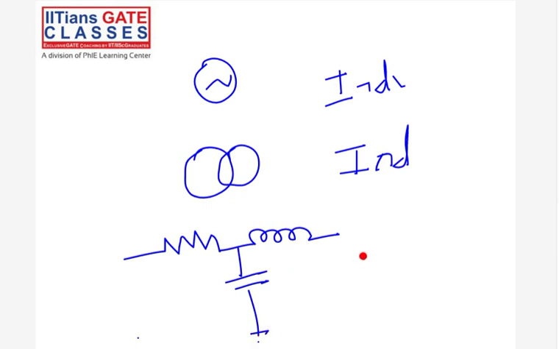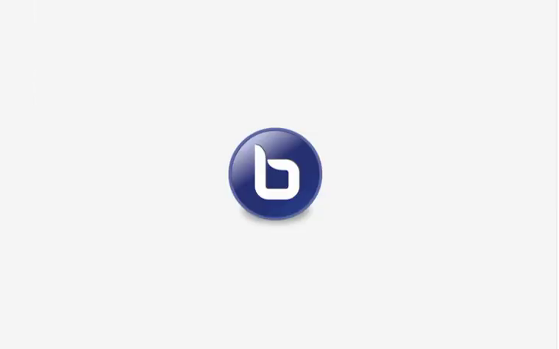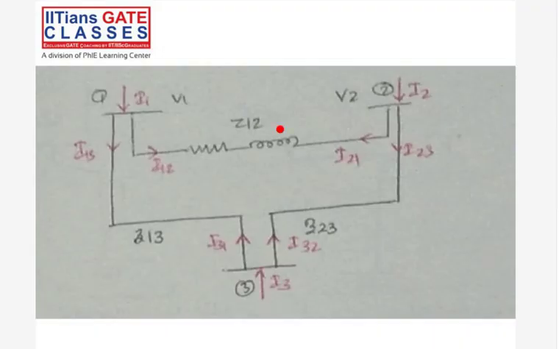It is small. In some cases it is not negligible, but in most cases it can be neglected. So it is inductive in nature. So when it comes to a transmission line setup, we are looking at a transmission line setup over here. If you look at the total reactance, it is predominantly inductive in nature.